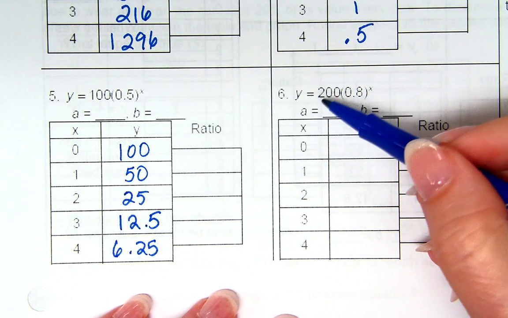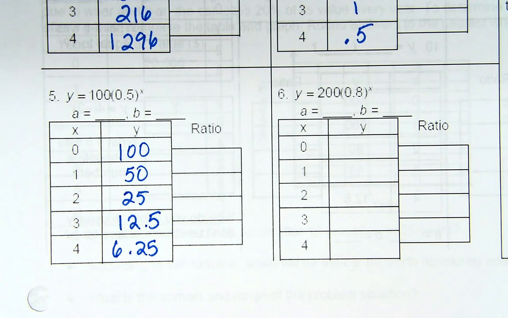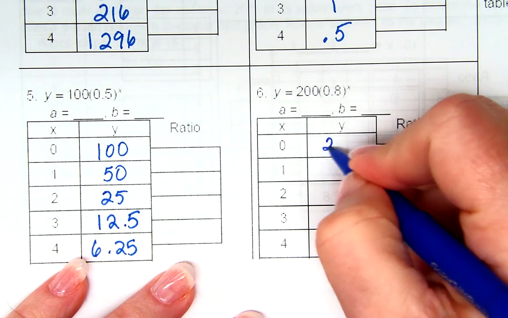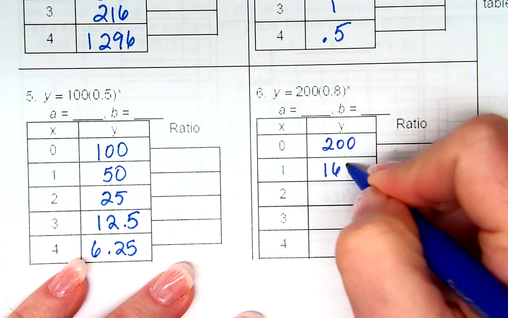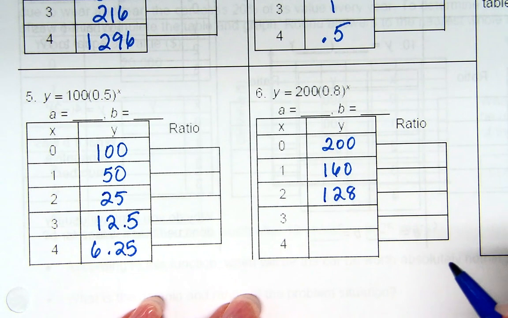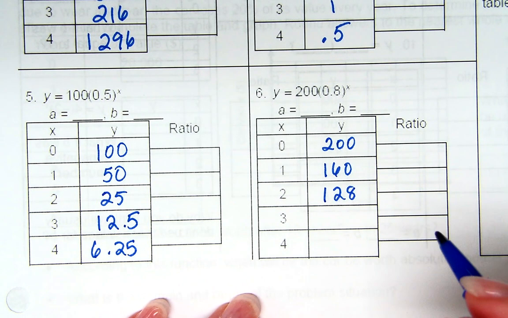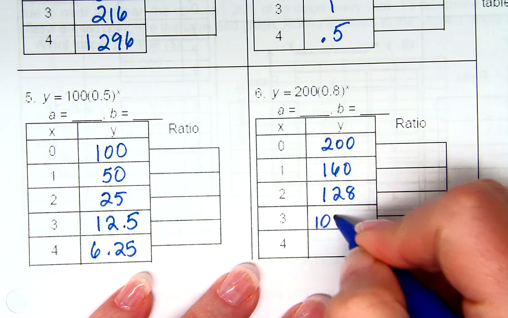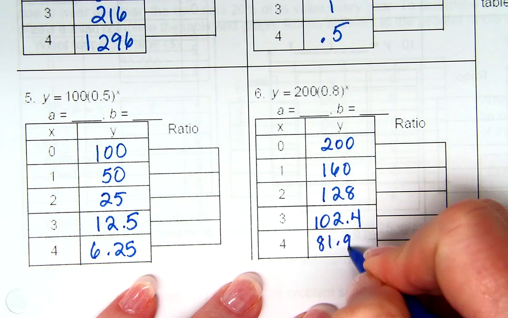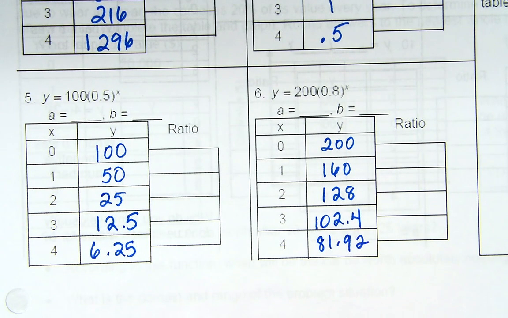We have y equals 200 times 0.8 to the x power. Felicia, whenever you're ready. 200, 160, 128, 102.4, 81.92. We good? So everybody have all the tables copied down?